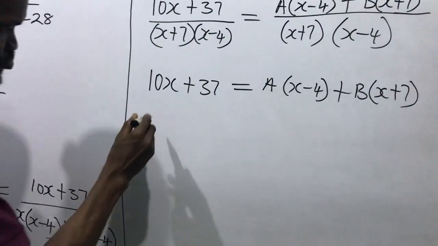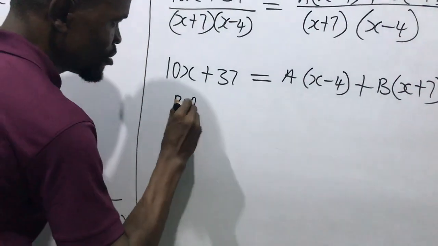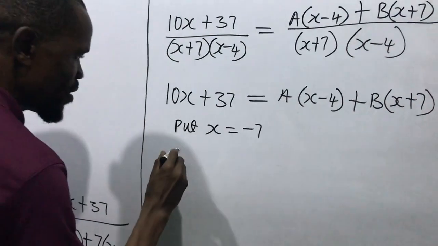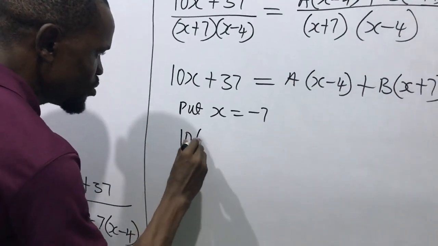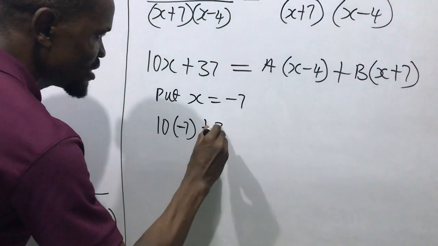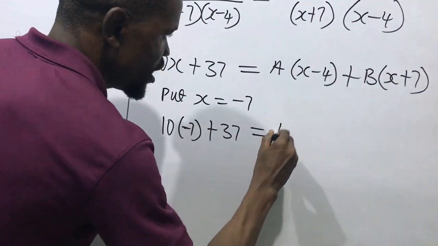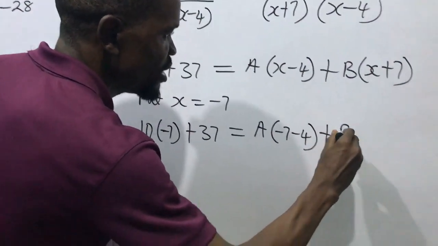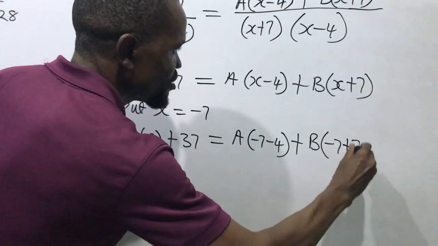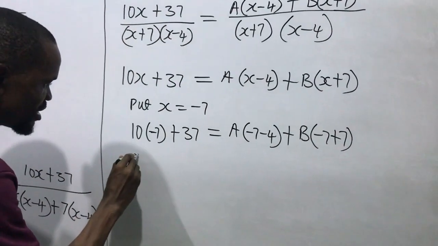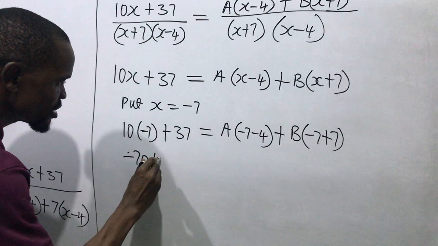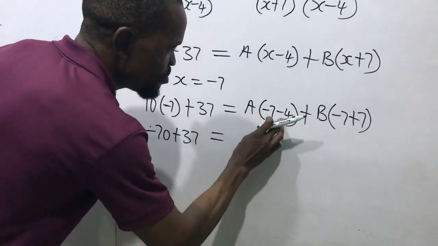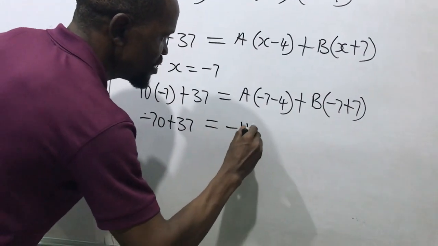So that's it. Put x equals minus 7. Let me kill B and get my A. I will have 10 into minus 7 plus 37 equals A into minus 7 minus 4 plus B into minus 7 plus 7. I will have that this will give me minus 70 plus 37 equals, this one will have minus 7 minus 4, which will give me minus 11A.